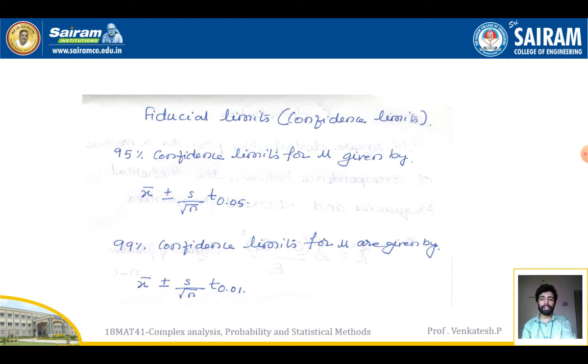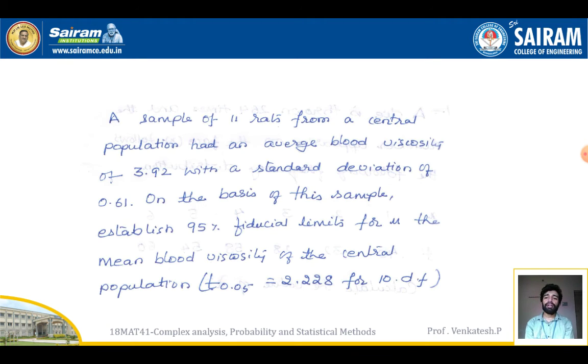This x bar is nothing but the mean of the x values, s is the standard deviation, and n is the number of individuals. For the 99% confidence limit, the mean mu is given by x bar plus or minus s by square root of n at t of 0.01. These are the formulas we have to use to estimate the confidence limit in case of the t distribution. We'll see one example related to the confidence limit.